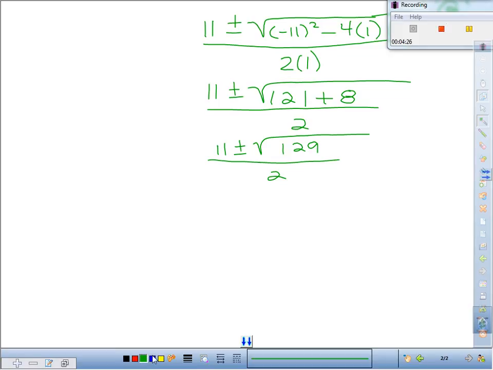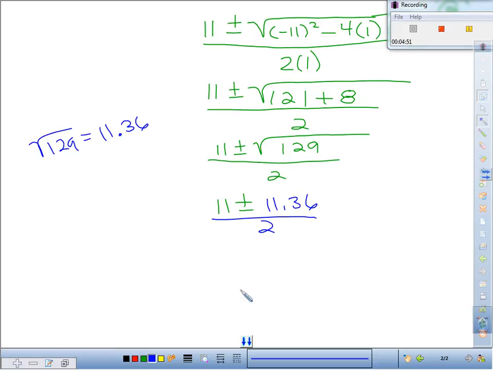So if somebody can come up with an 11 plus or minus, and then I need a number for the square root of 129. So the square root of 129 is 11 point what? 36. Okay, so this is an approximate number. So I'm going to come over here and go 11.36 over 2. So far so good? I have 2 problems now. I got an 11 plus 11.36 divided by 2.